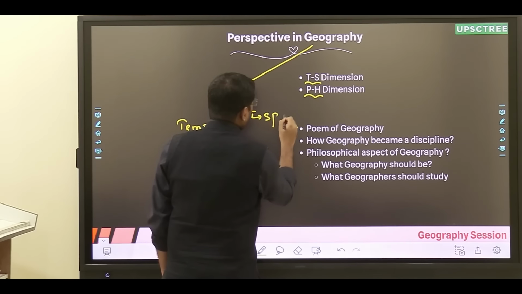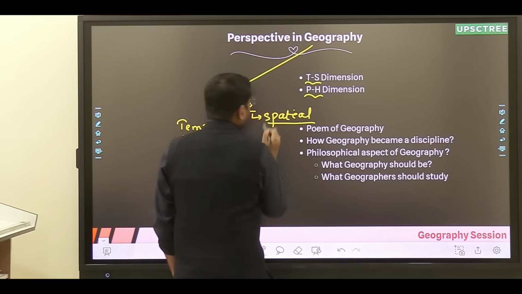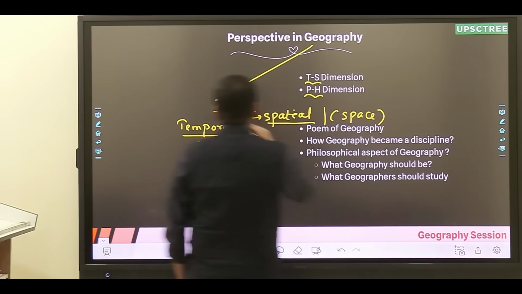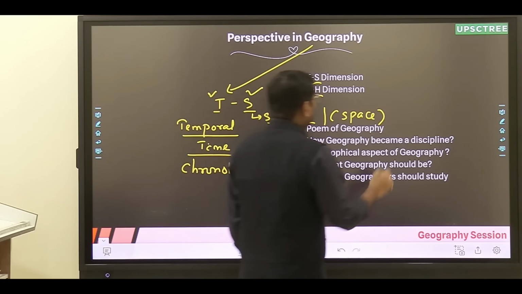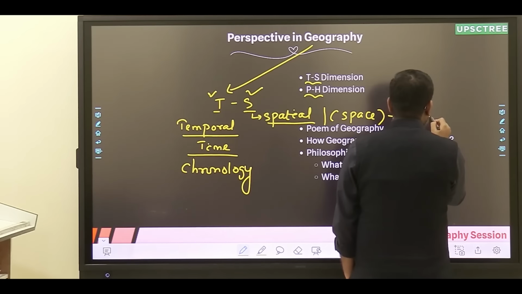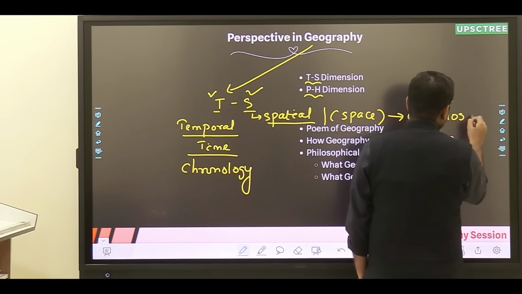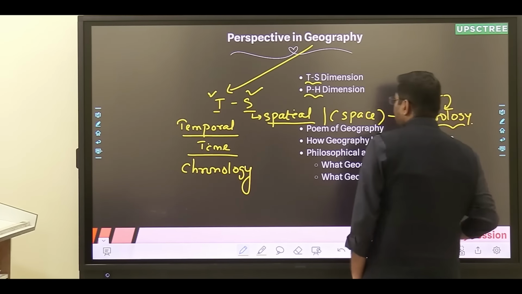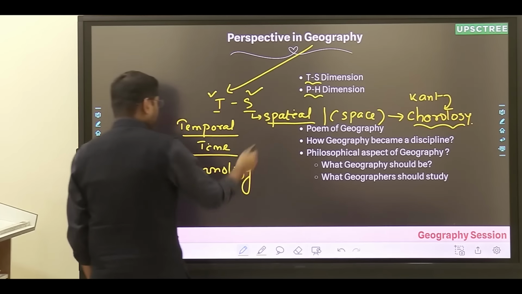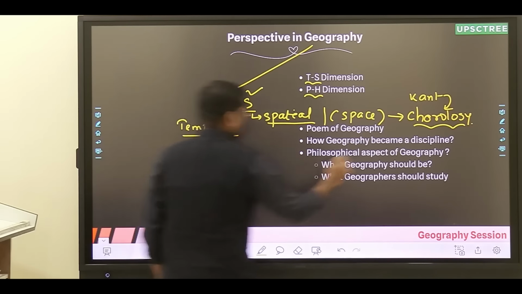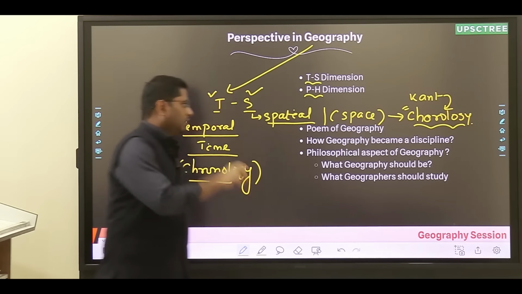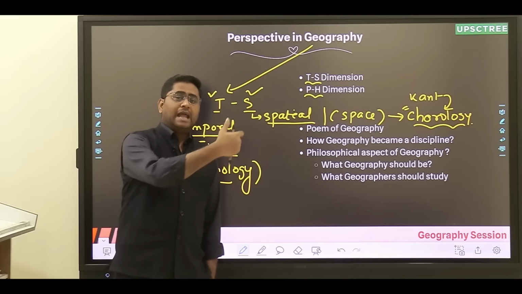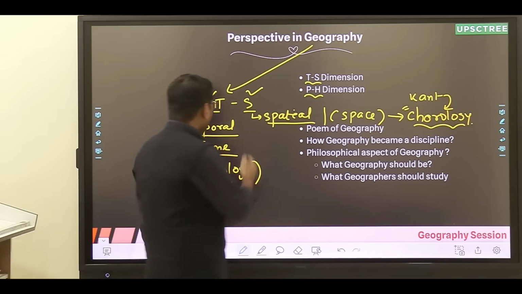Then we have the spatial dimension. Spatial dimension means you study the space. So two dimensions are there: one is time, another is space. The study of the spatial dimension is known as chorology. In fact, it is Immanuel Kant who will talk about chorology in detail. So one is chronology, another is chorology. Study of space, or study of regions, we call chorology. Then when you study geography from a time perspective, we call it chronology, or temporal geography.